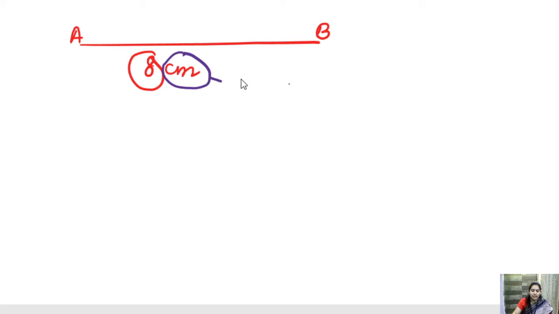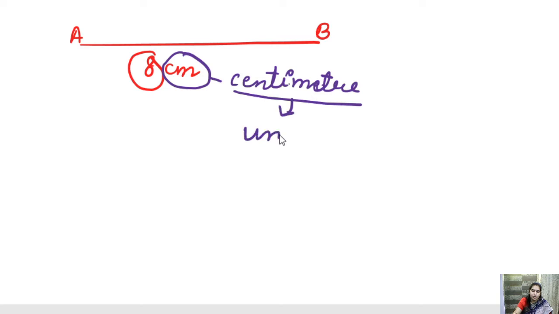So centimeter that we are using here, this centimeter is a unit. This is what? This is a unit. Alright. But this 8 is number. What is 8? 8 is number. And this is the measurement. So any measurement is consisting of two entities. First is the number or the numerical value. Second is the unit. Okay. So every measurement is containing two entities, number and unit.